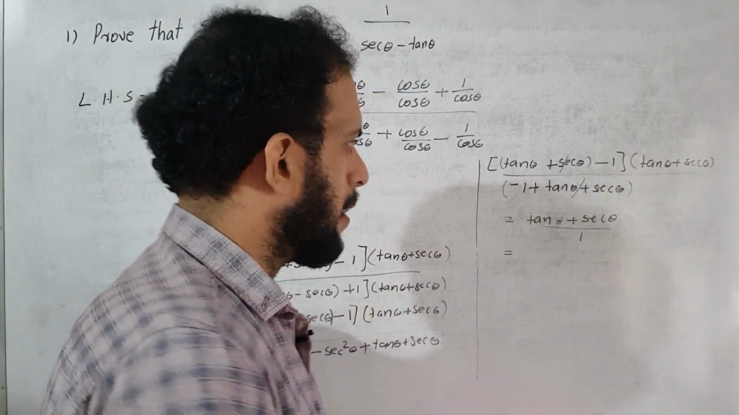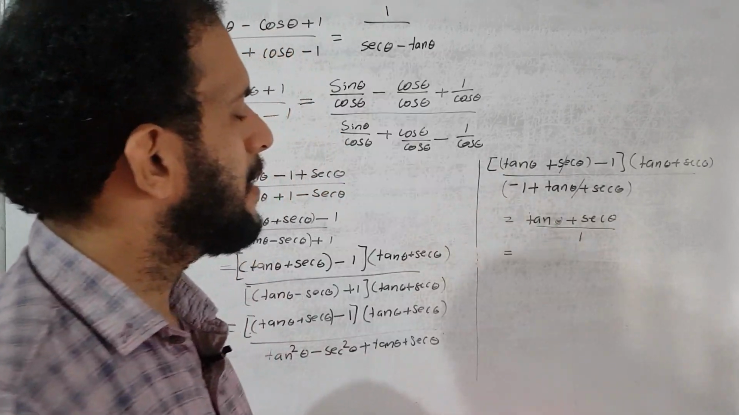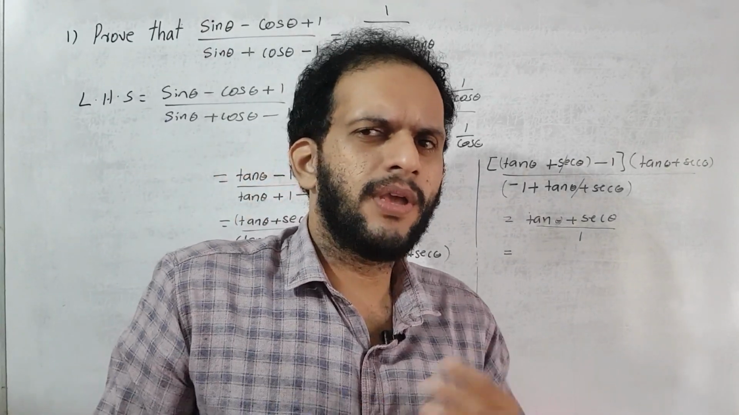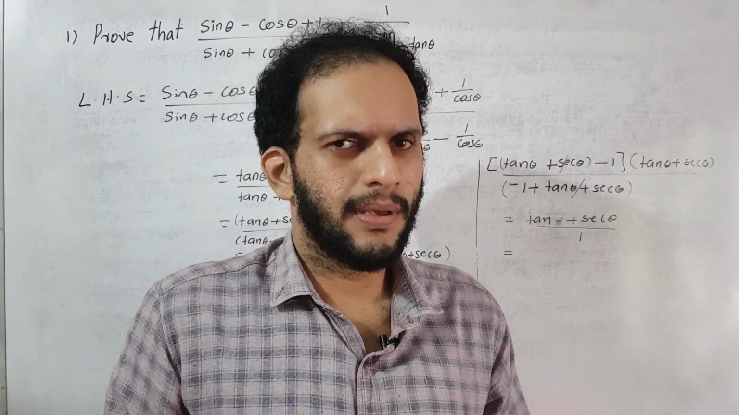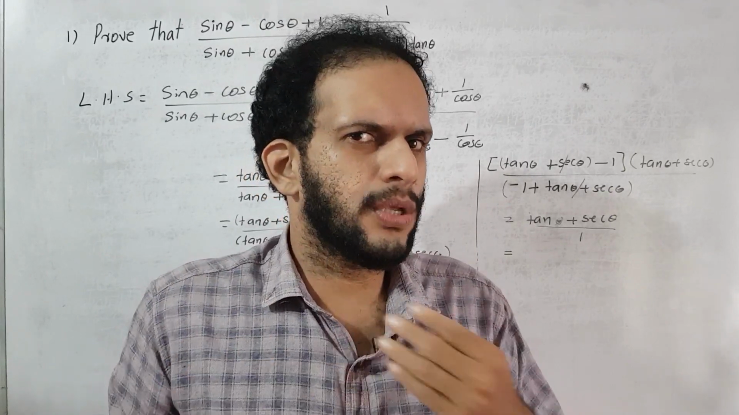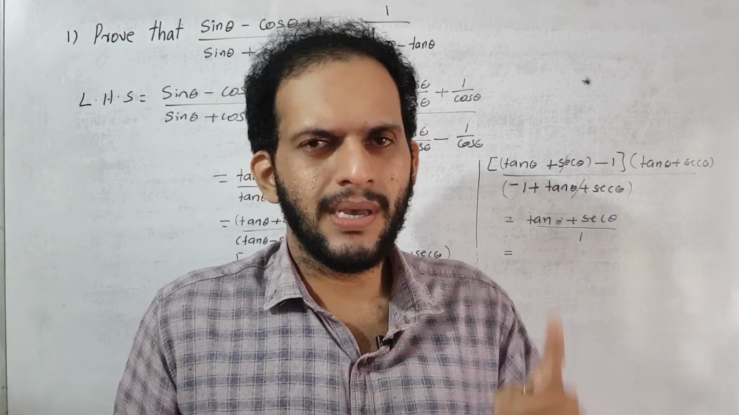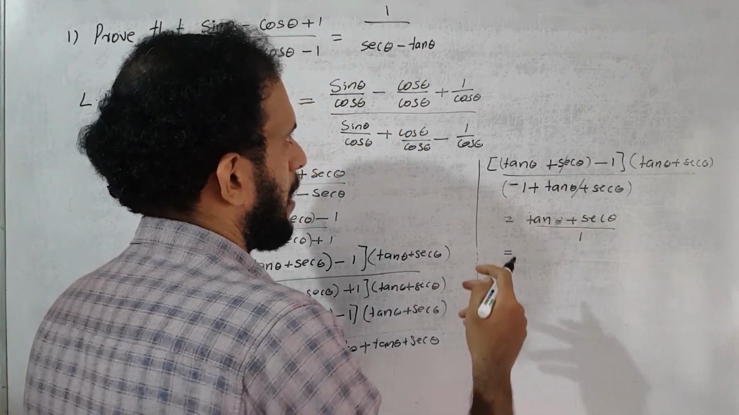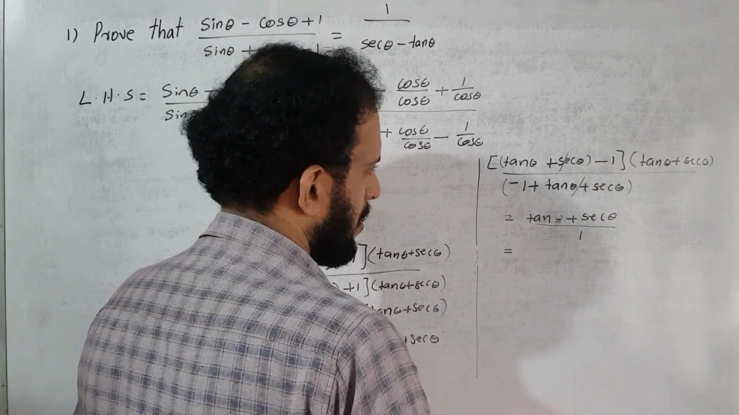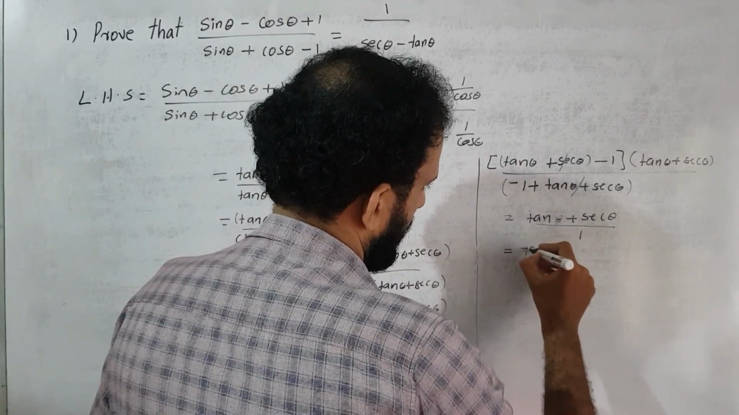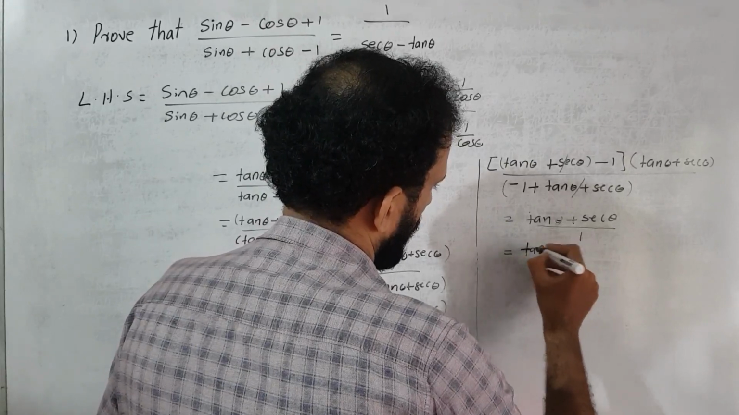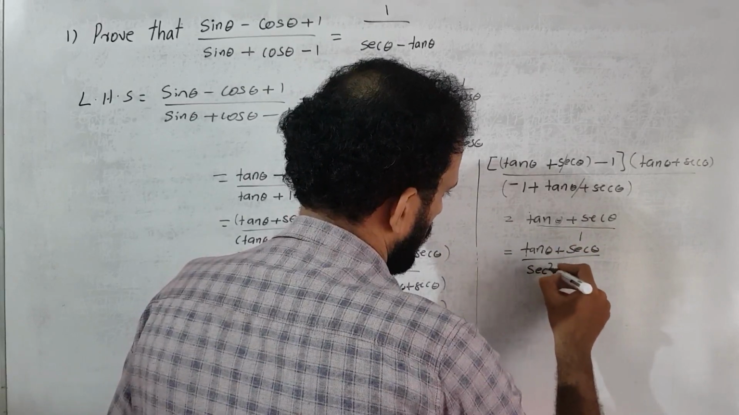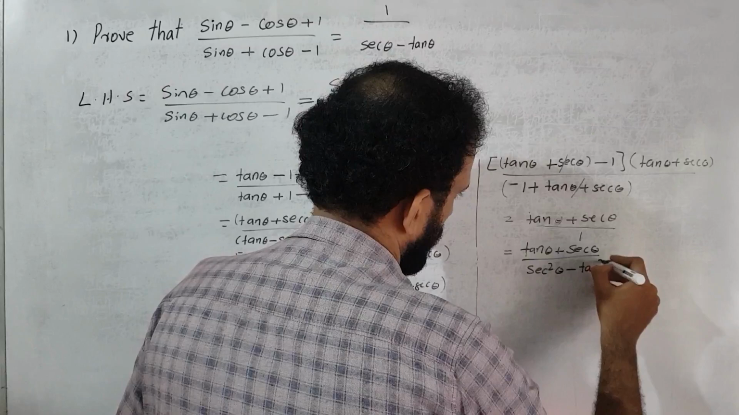Then we write tan theta plus sec theta by 1. Now what is actually 1 in the ratios, the identity form, where we get 1 in terms of tan and sec? Yes, we studied that sec square theta minus tan square theta is 1. So instead of 1, we substitute: tan theta plus sec theta by what is 1? 1 is sec square theta minus tan square theta.